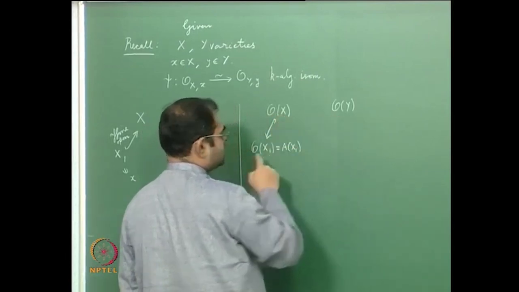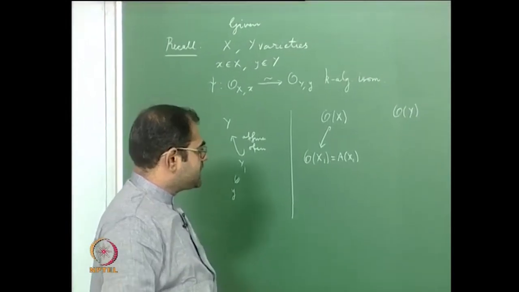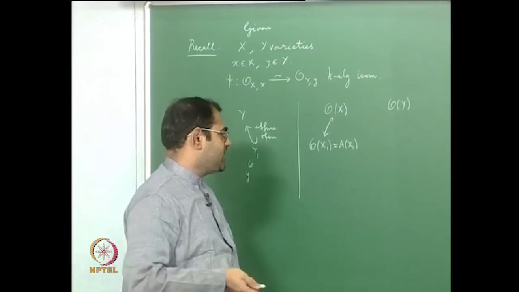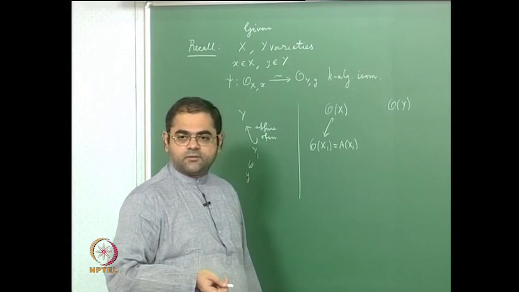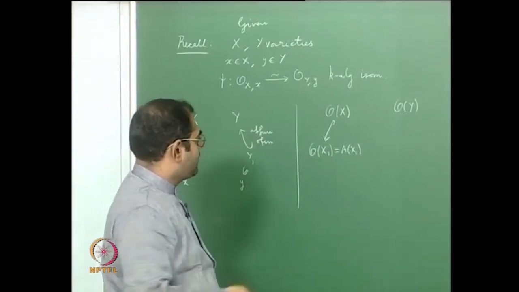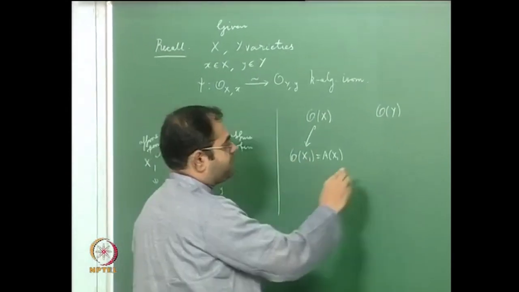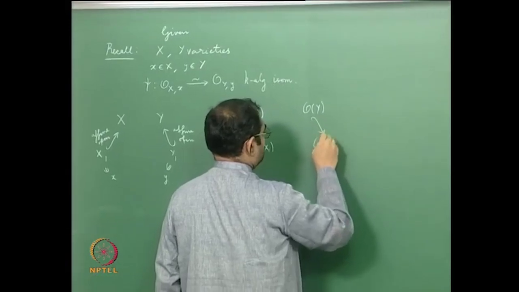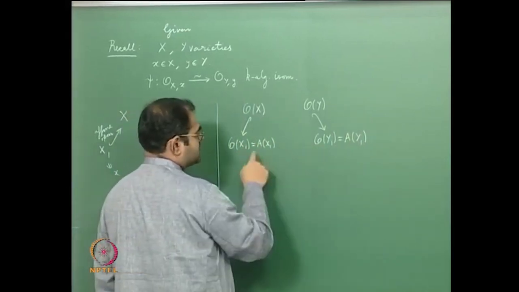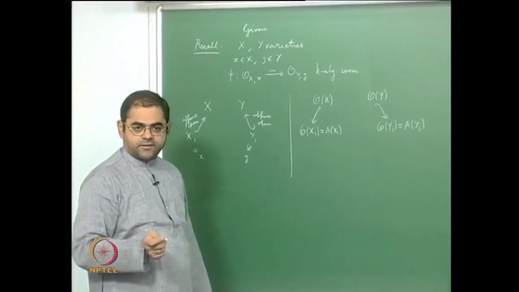And of course this is because if a regular function is 0 on a proper non-empty open set, then it is 0 everywhere. Another way of saying it is that if two regular functions coincide on a non-empty open set, they coincide everywhere. That's the reason why this map is injective, and this map corresponds to restriction of regular functions to the open set X1. Similarly you have an inclusion with O_Y1, and O_Y1 is the same as A_Y1, and O_X1 is the same as A_X1. This is because X1 and Y1 are affine varieties. For affine varieties the ring of regular functions is the same as the affine coordinate ring.